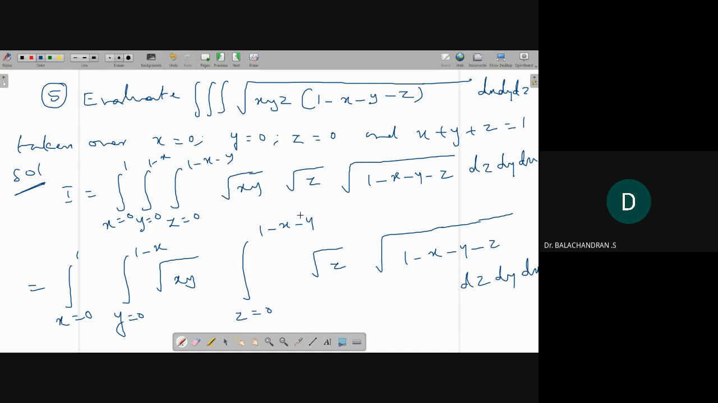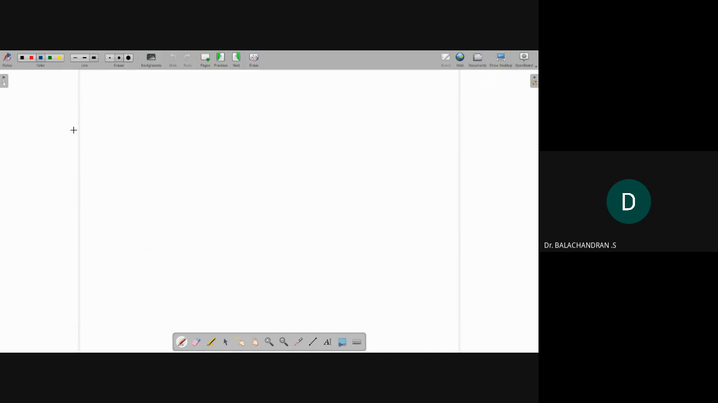I think you know the result. If you use that result, what will you get? 1 minus x minus y whole power 3 by 2, with y equal to 0 to 1 minus x.